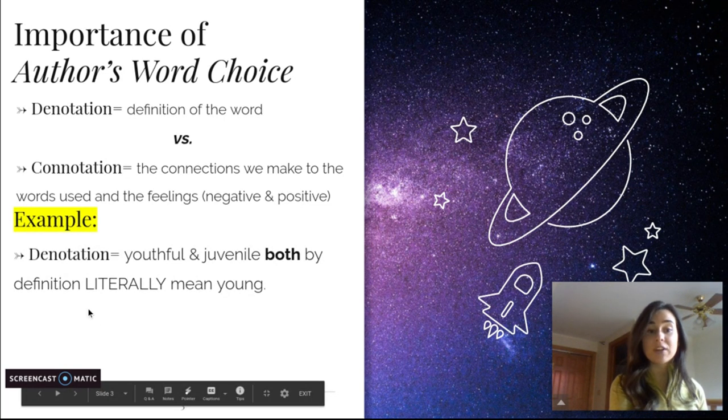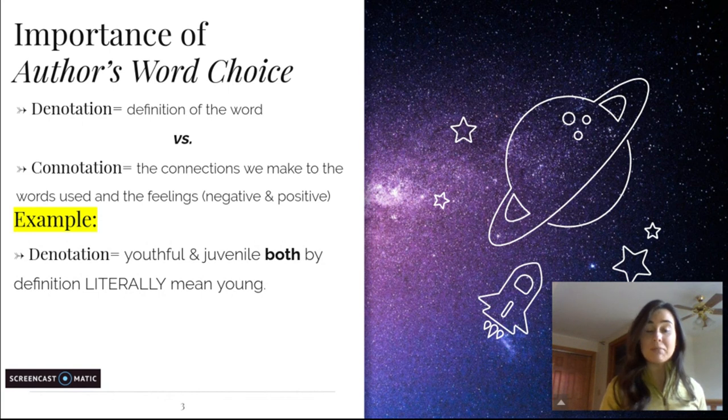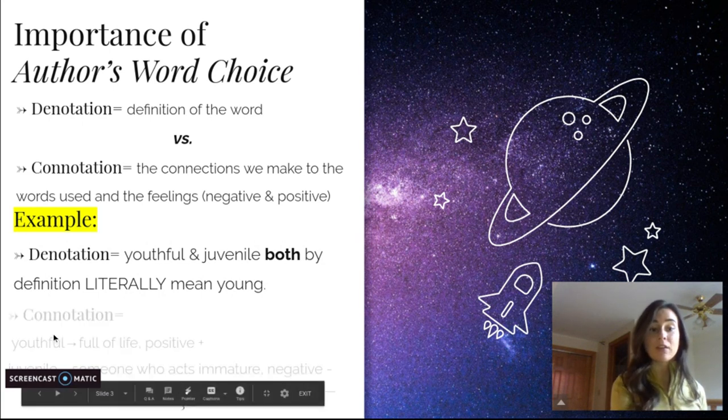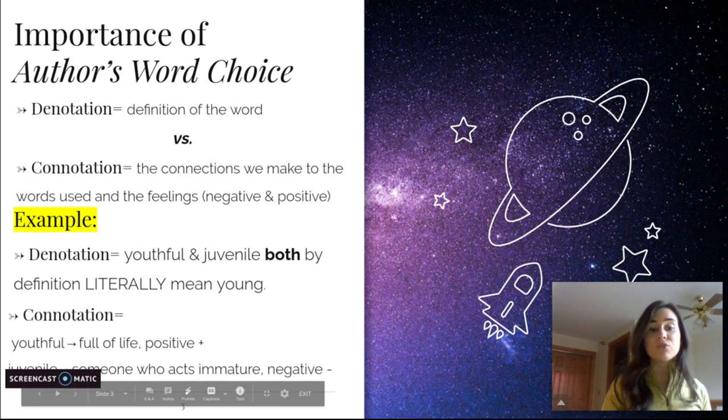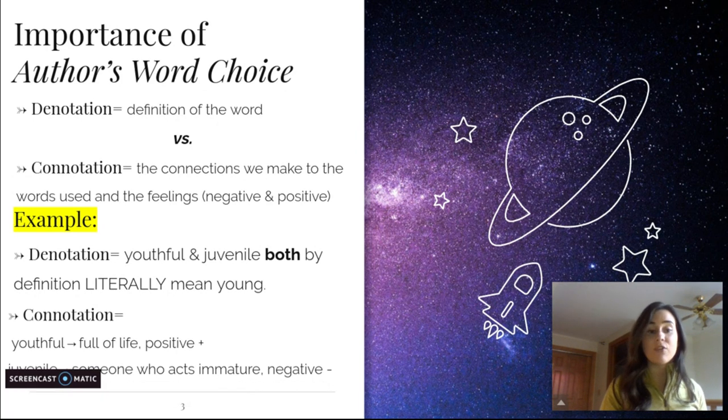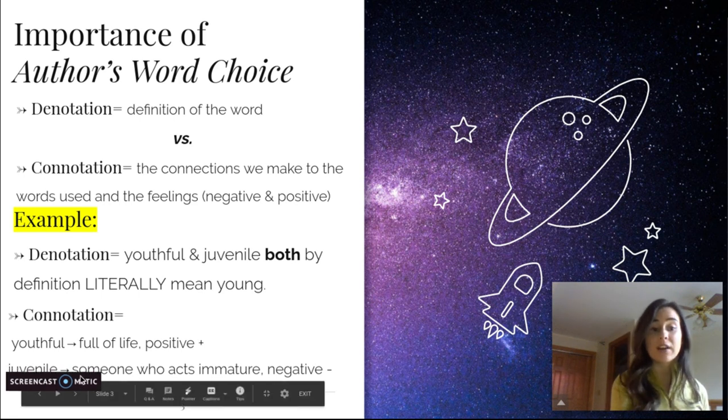So an example for denotation, you have youthful and you have juvenile. Both literally mean young. But the connotation, so the connections you might make, is youthful is full of life, positive, whereas juvenile is someone who acts immature or negative.